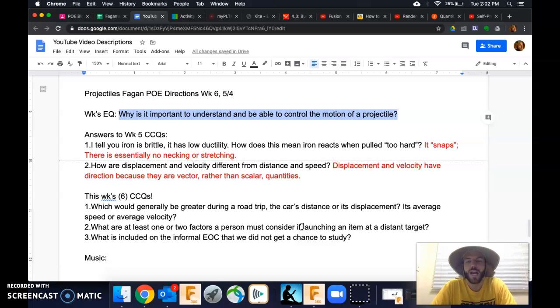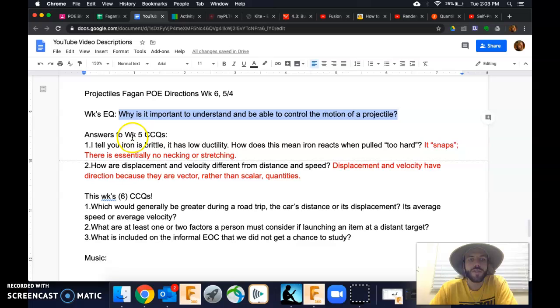Crazy stuff. Alrighty, so our essential question for this week, week 6, is why is it important to understand and be able to control the motion of a projectile? This is usually a really fun unit. We get to use this simulator in class where you blow up tanks and try to perfectly drop supplies with a parachute and all this kind of military-related stuff. But unfortunately, we will not be doing that. However, there is a game called Pocket Tanks I want you to play. We'll get to that in a sec.